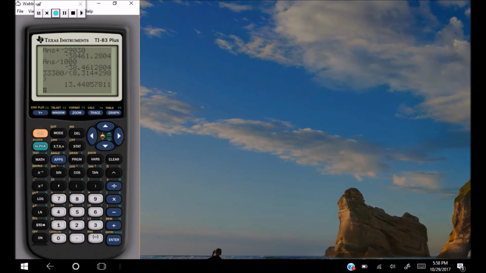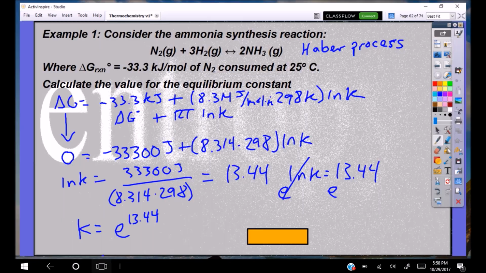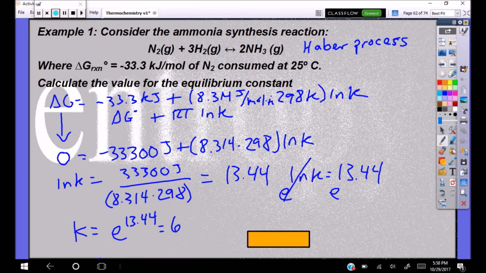We've got e to the 13.44, which is 680, with 3 sig figs, 687,000, which is huge. 687,000 is my K.